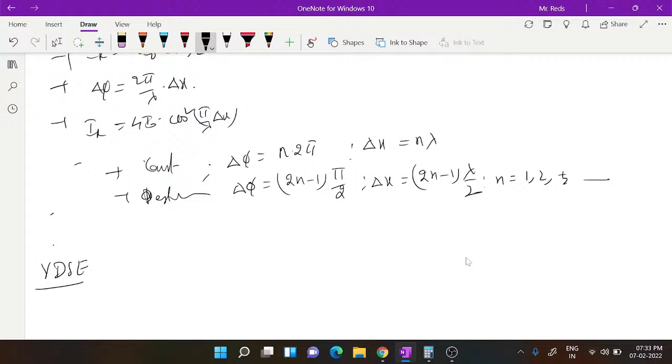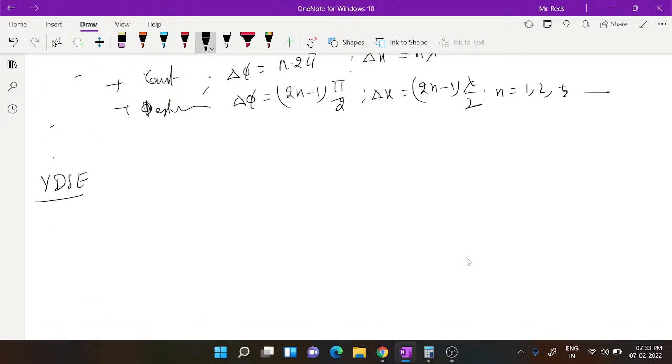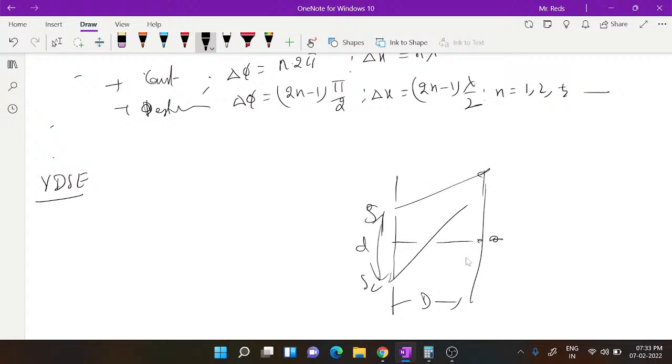The experimental setup diagram also you have to draw and remember briefly. S1, S2, separation d will be this. Then the screen at a distance D. This is the central bright fringe. Then write down another diagram for another point, at any arbitrary point P.